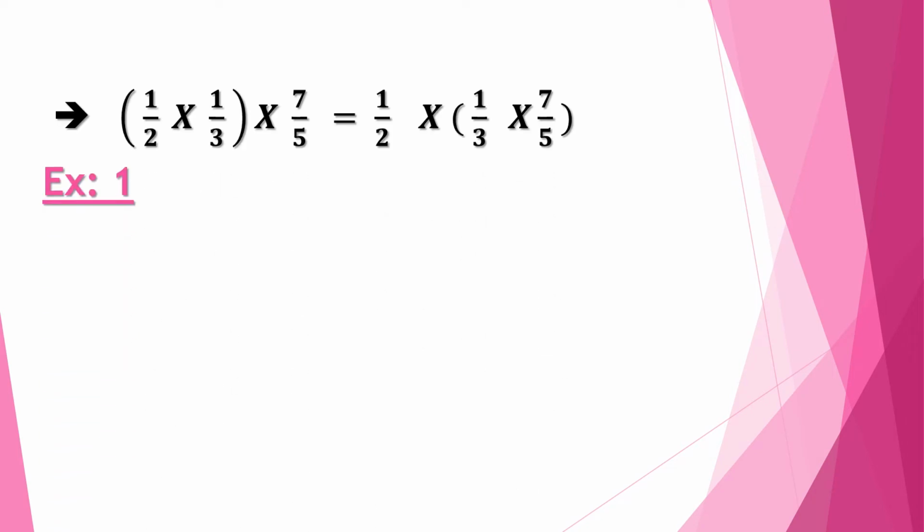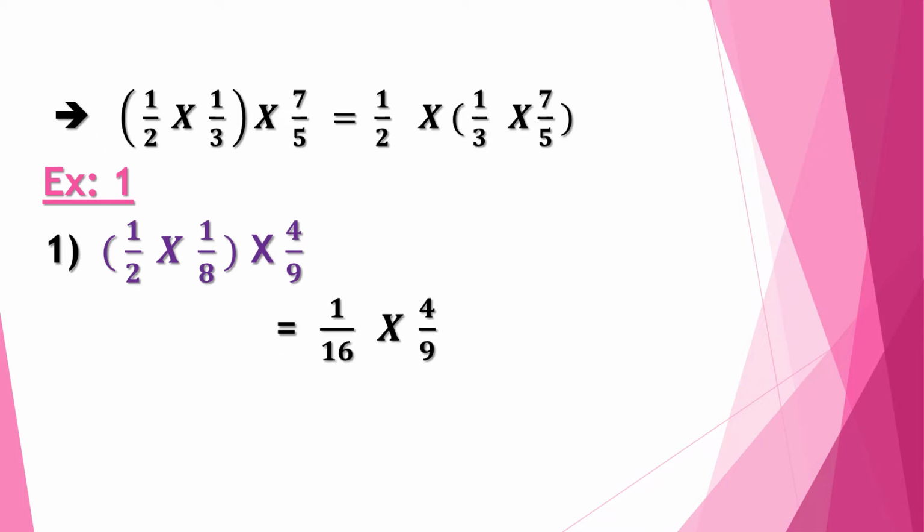Okay, for example, number 1, 1 over 2 times 1 over 8 inside the brackets. Outside the brackets there is times 4 over 9. We get the result of the numbers inside the brackets first and then multiply them to the number outside the bracket as follows. So it will be 1 over 16 times 4 over 9. The result will be 1 over 36.